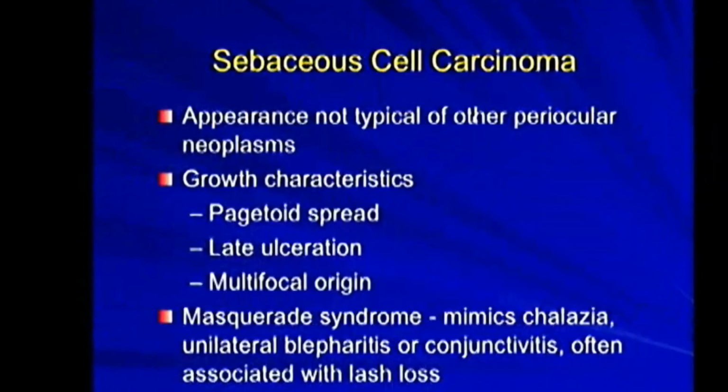Sebaceous cell carcinoma is another malignancy that, alhamdulillah, is less frequent. It is different in presentation from basal cell or squamous cell. Usually it's not telangiectatic, ulcerated, or with an irregular, rolled border like what we mentioned for squamous and basal cell. But it has another special feature, which is vegetoid spread, late ulceration but not early ulceration, and multifocal origin, which makes it very difficult and challenging to manage.